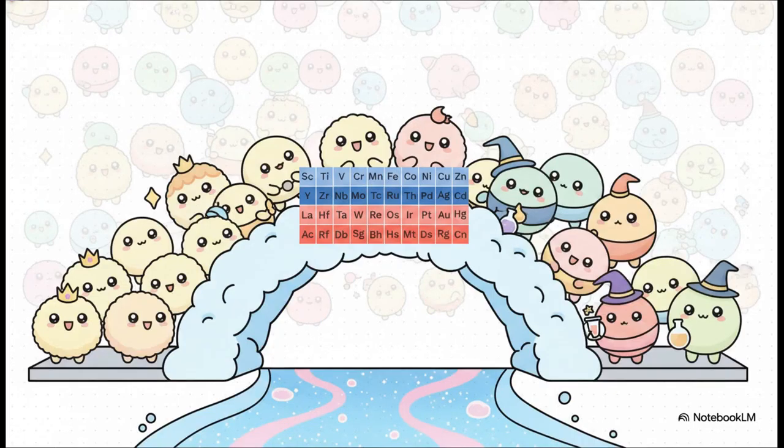And right in the middle, bridging the gap, are the D-block elements, famously known as the transition elements. They quite literally act as the structural transition bridge between those highly reactive metals on the left and the super diverse nonmetals on the right.